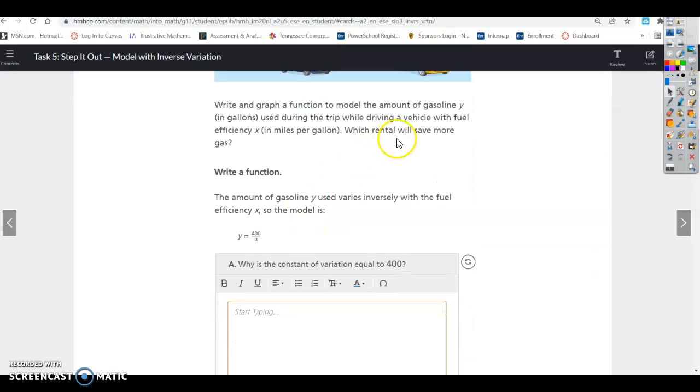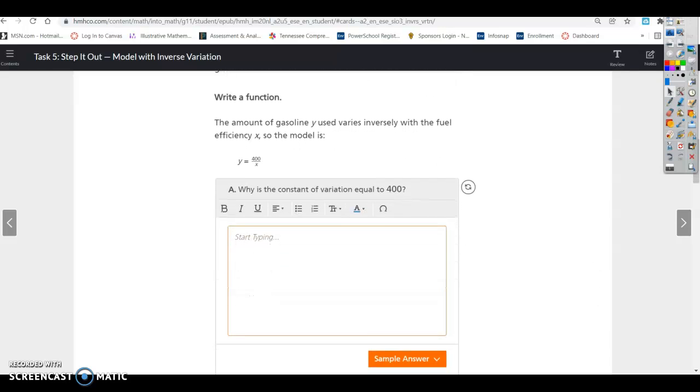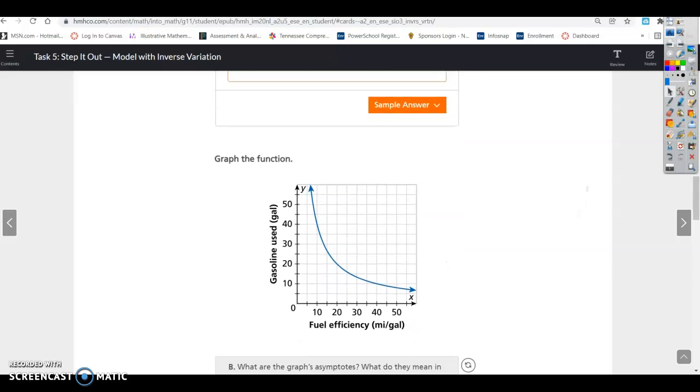But also we know that the amount of gas in gallons times the miles per gallon equals 400 miles. So since we know that X times Y equals 400, we can divide both sides by X to get Y equals 400 over X. So that's why the constant of variation is 400. All right, it says graph the function.